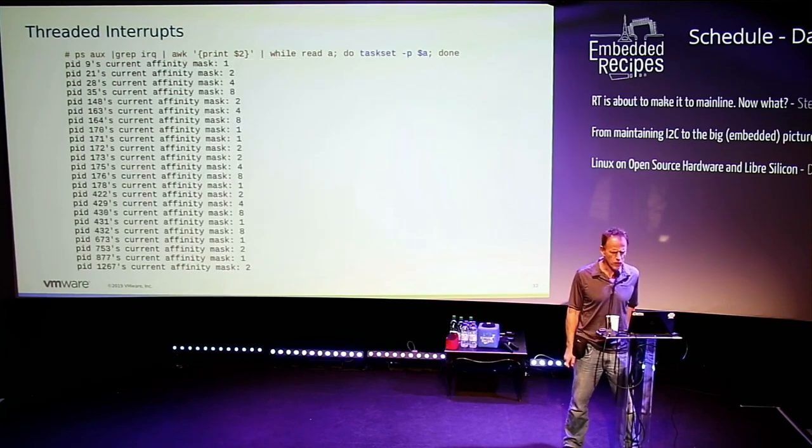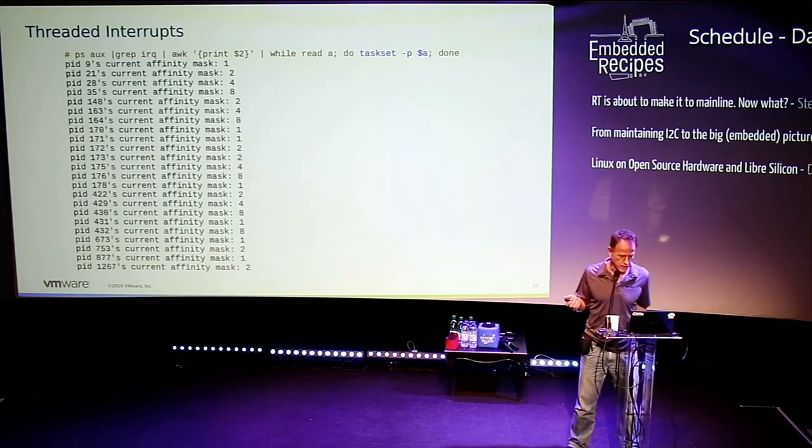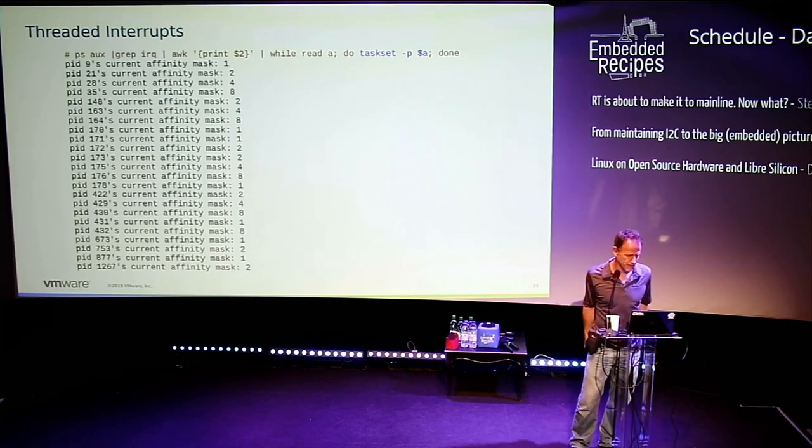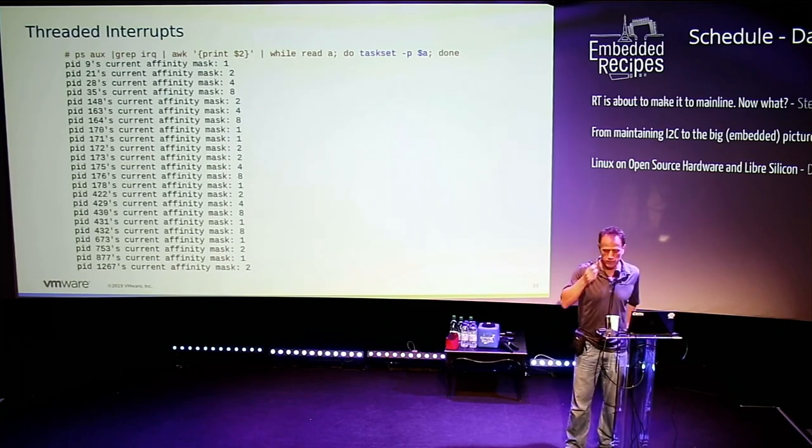If we want to look at the CPU affinity of each of these tasks, it's kind of random. Obviously, they are masks, so it's not on CPU 2. When it says 1 up there, it means CPU 0. 2 means CPU 1, 4 means CPU 2, and so on. So here are the masks.